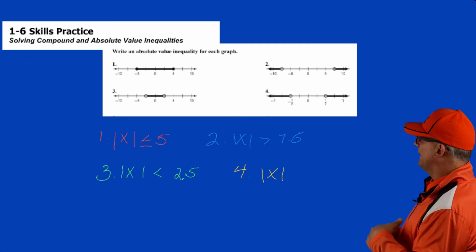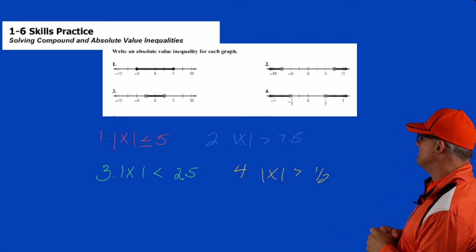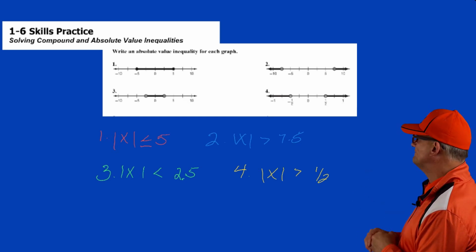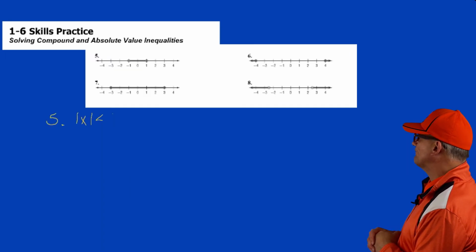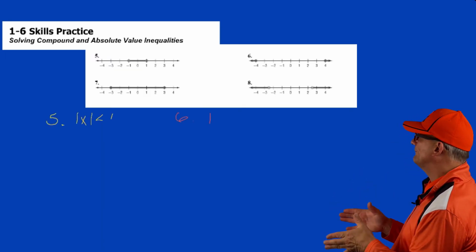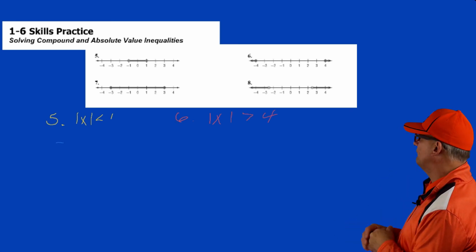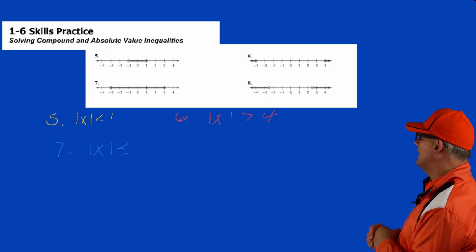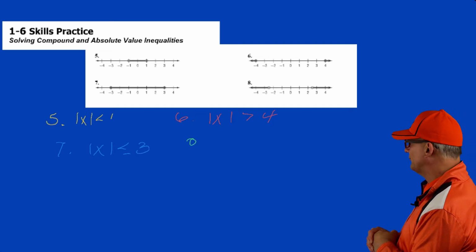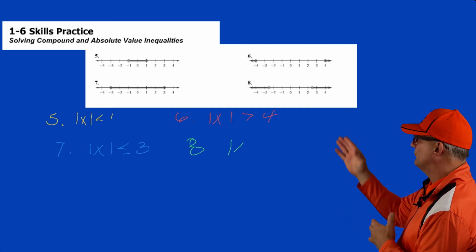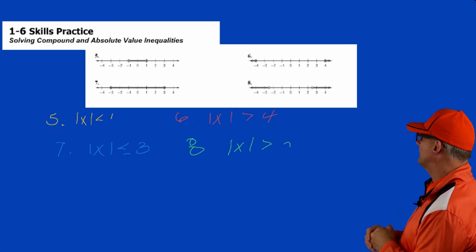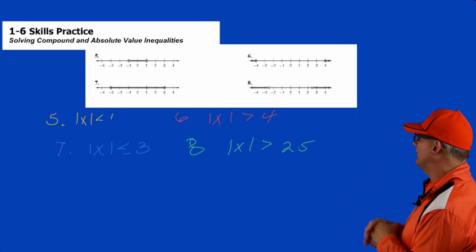Number 3. Absolute value of x less than 2.5. And number 4, absolute value of x is greater than 2.5. All right, number 5. Absolute value of x is less than 1. Number 6. Absolute value of x is greater than 4. Number 7. Absolute value of x is what? Less than 3. That's right. Less than or equal to because it's a closed circle. Almost forgot that. Absolute value of x greater than. No equal sign there.